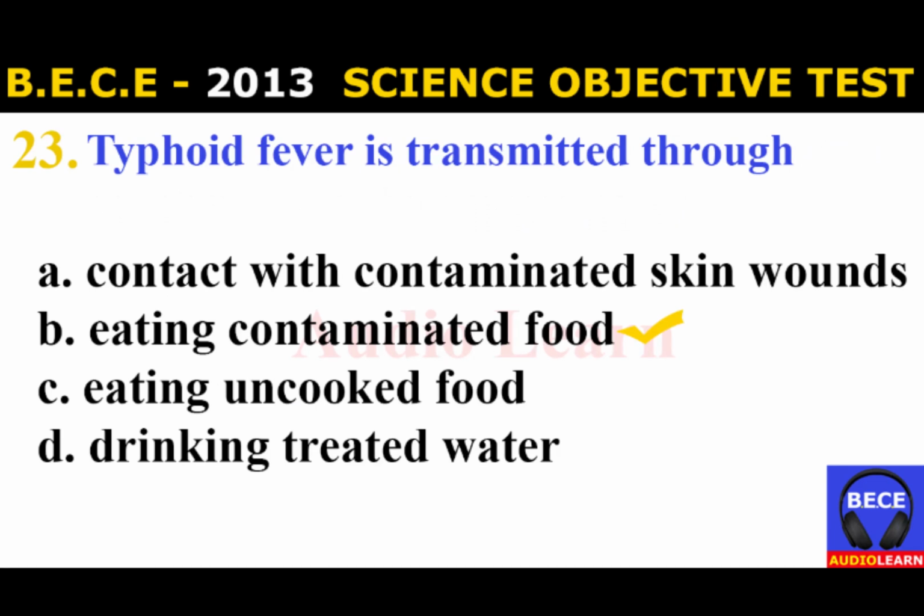Number 23. Typhoid fever is transmitted through A. Contact with contaminated skin wounds, B. Eating contaminated food, C. Eating uncooked food, D. Drinking treated water. And the answer is B. Eating contaminated food. Typhoid fever is transmitted through eating contaminated food.